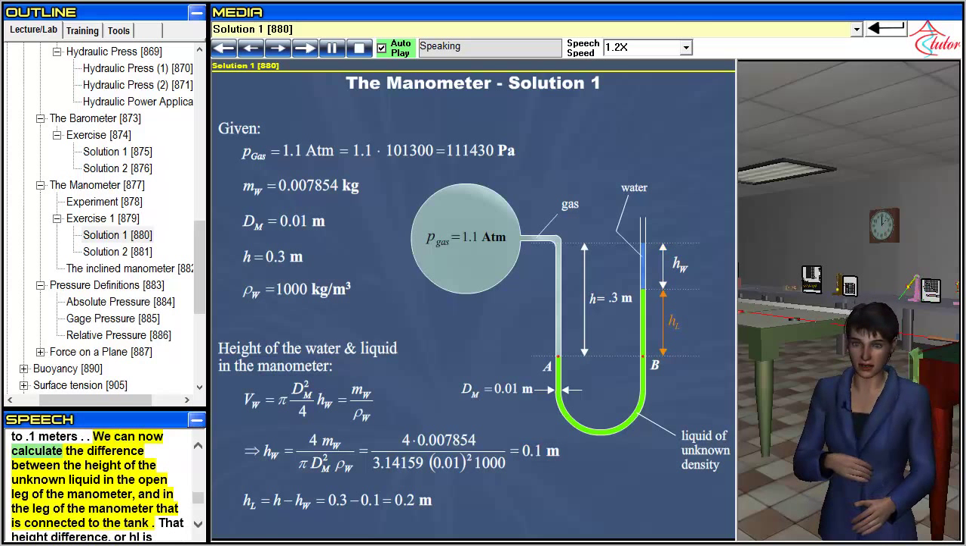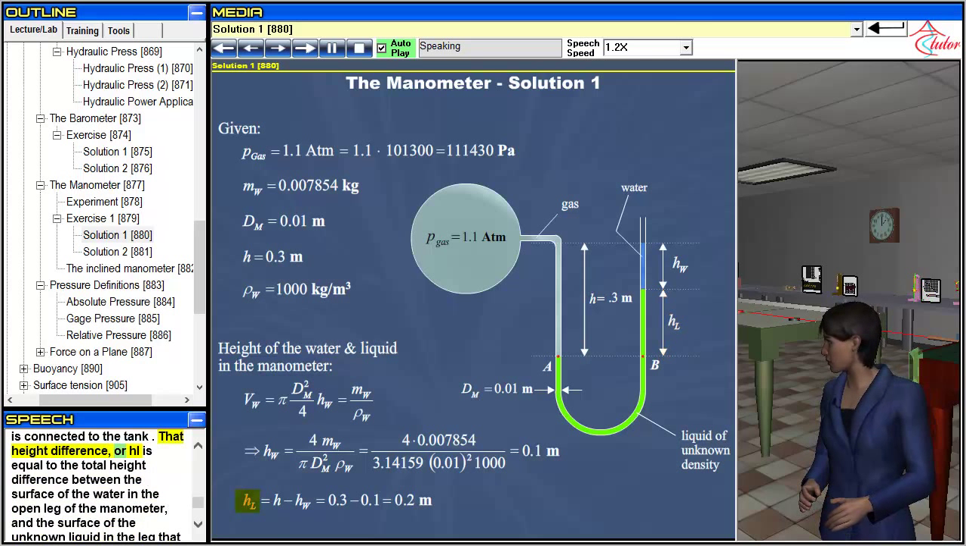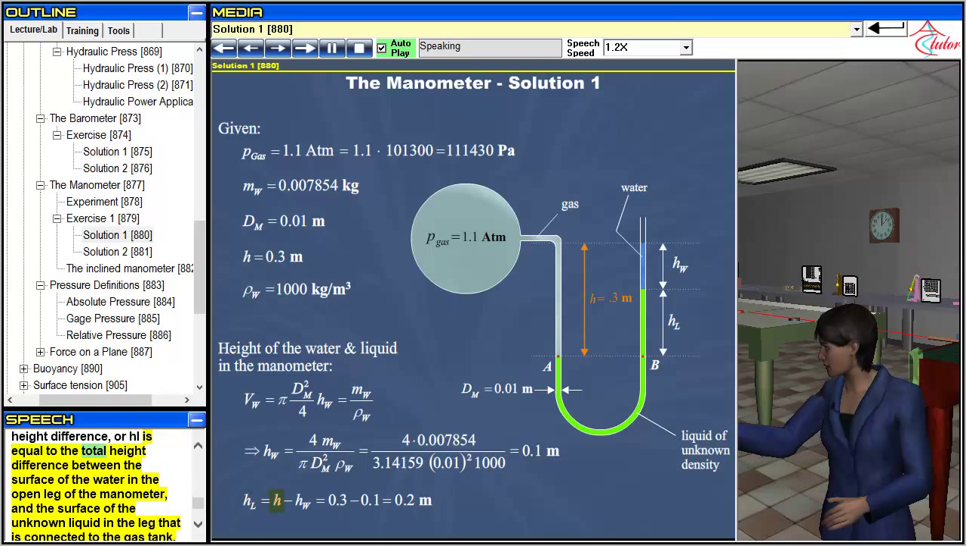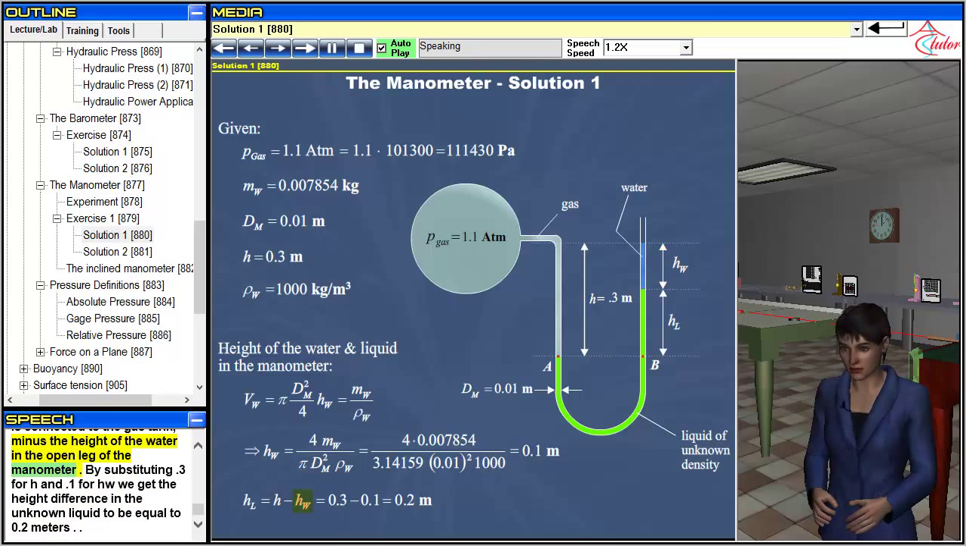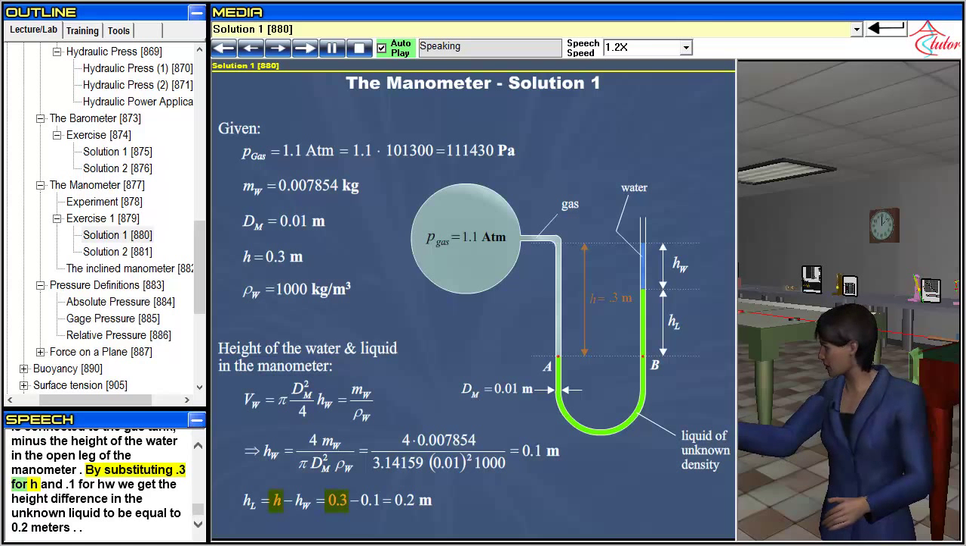We can now calculate the difference between the height of the unknown liquid in the open leg of the manometer, and in the leg of the manometer that is connected to the tank. That height difference, or HL, is equal to the total height difference between the surface of the water in the open leg of the manometer, and the surface of the unknown liquid in the leg that is connected to the gas tank, minus the height of the water in the open leg of the manometer. By substituting 0.3 for H and 0.1 for HW, we get the height difference in the unknown liquid to be equal to 0.2 meters.